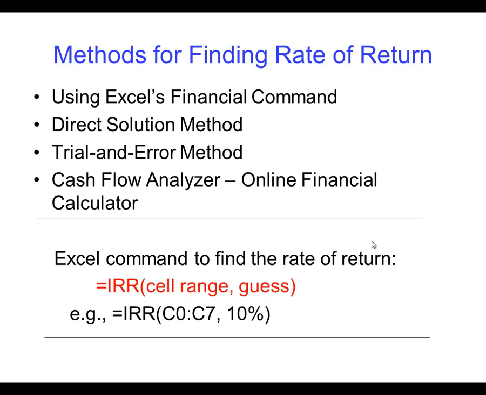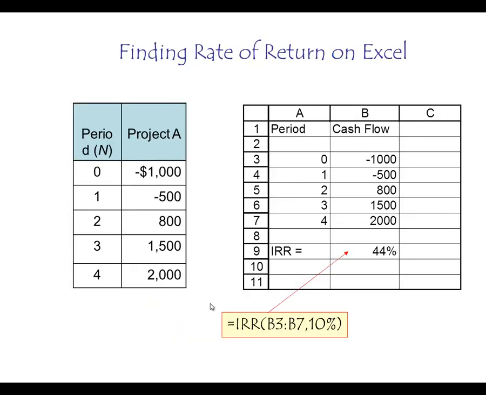So starting with the Excel command, you can find the function under financial, and it's called the IRR. The parameters for that function are the cell range and the guess for the rate. So let's actually work on an example to show that.